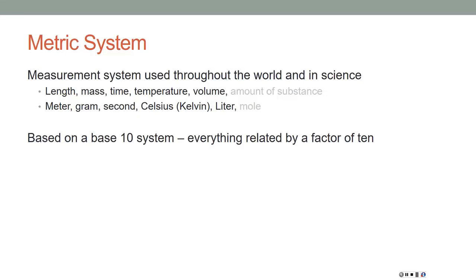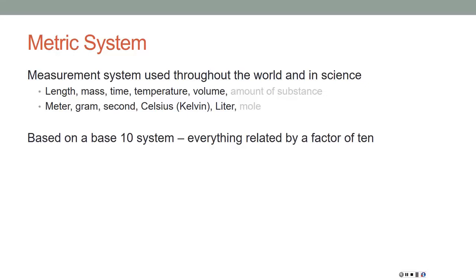That's the idea there. Volume is liters. This is a little different, but it's always measured in liters. And then amount of a substance is grayed out. We don't have to worry about it now, but later on in the term we'll talk a lot about it. When you're talking about the amount of something in the metric system, it's a mole.